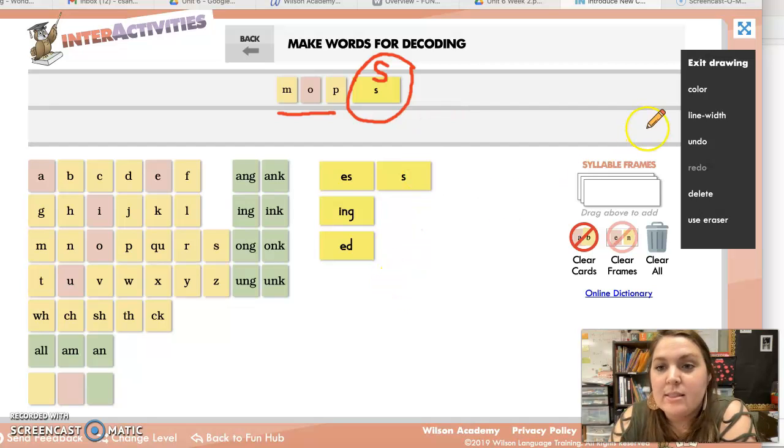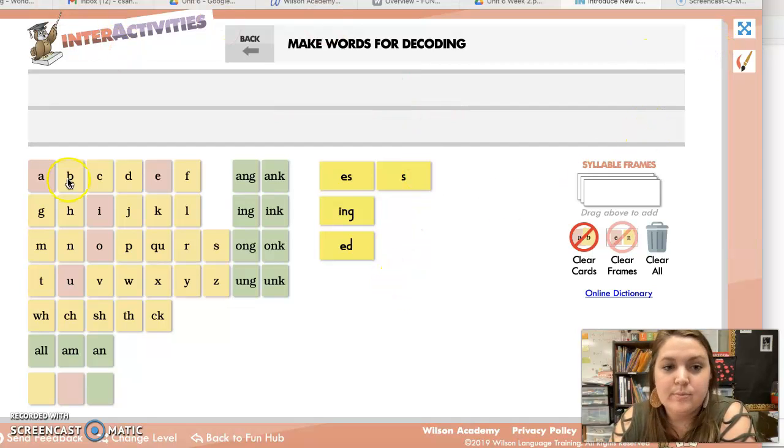All right, let's do another word. All right, here is our next word that we're going to do.